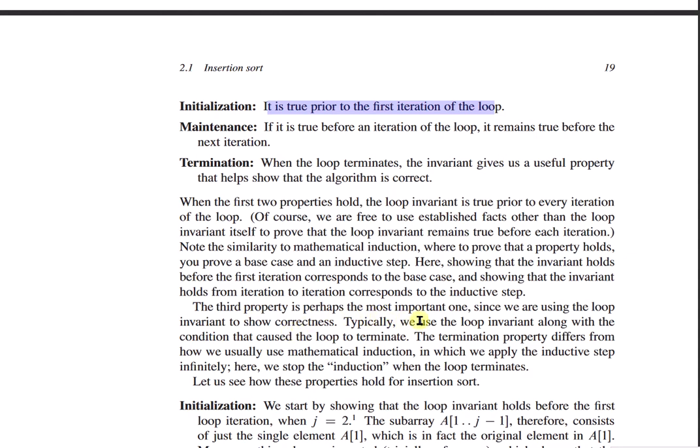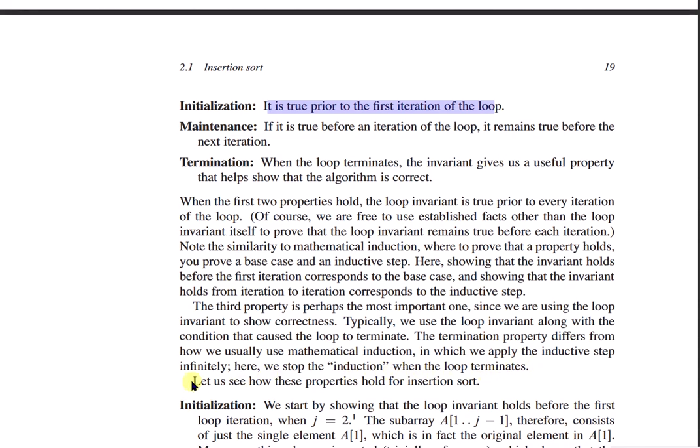The third property is perhaps the most important one, since we are using the loop invariant to show correctness. Typically, we use the loop invariant along with the condition that caused the loop to terminate. The termination property differs from how we usually use mathematical induction, in which we apply the inductive step infinitely. Here we stop induction when the loop terminates.